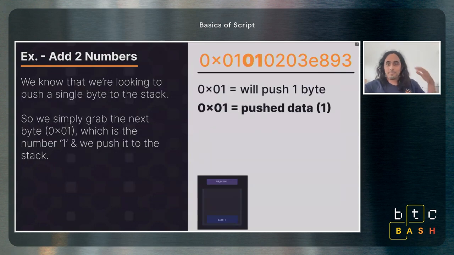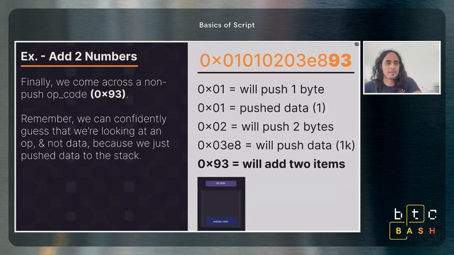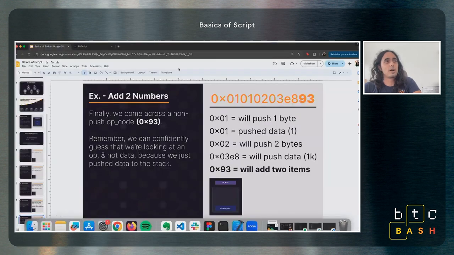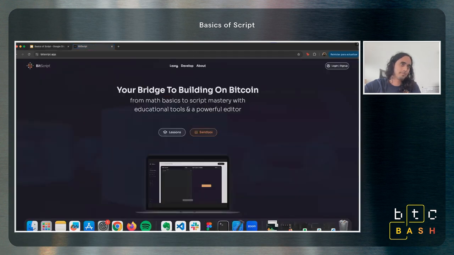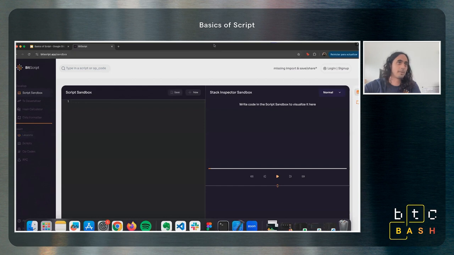And so, of course, this is all cool to see one step at a time, but we do have tools for this now. So I'm excited to show you guys what this looks like on BitScript. So let's go ahead and open this up. And we can open up the script sandbox, and we're actually going to go ahead and do what we were just doing. So let's say we wanted to add two numbers.